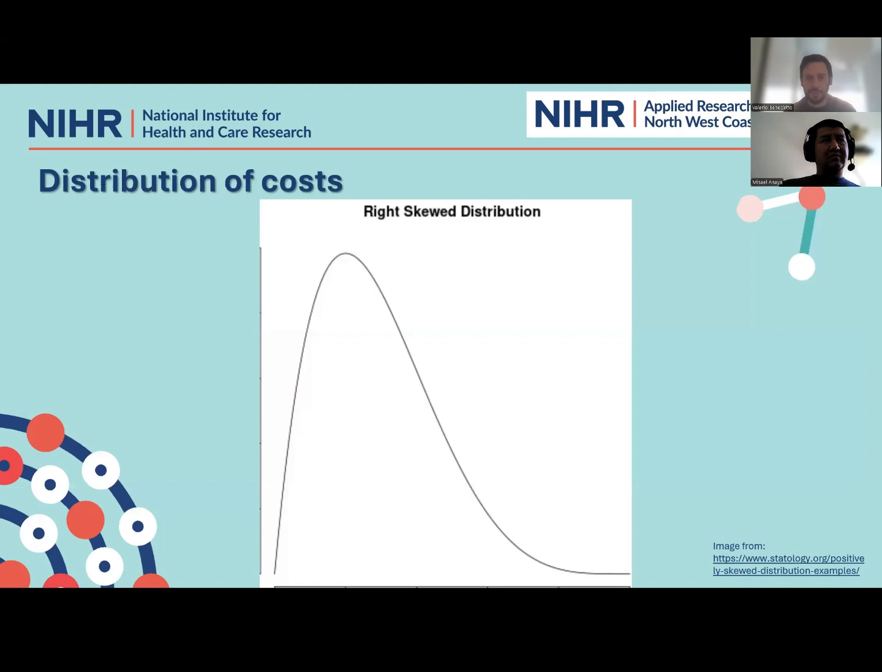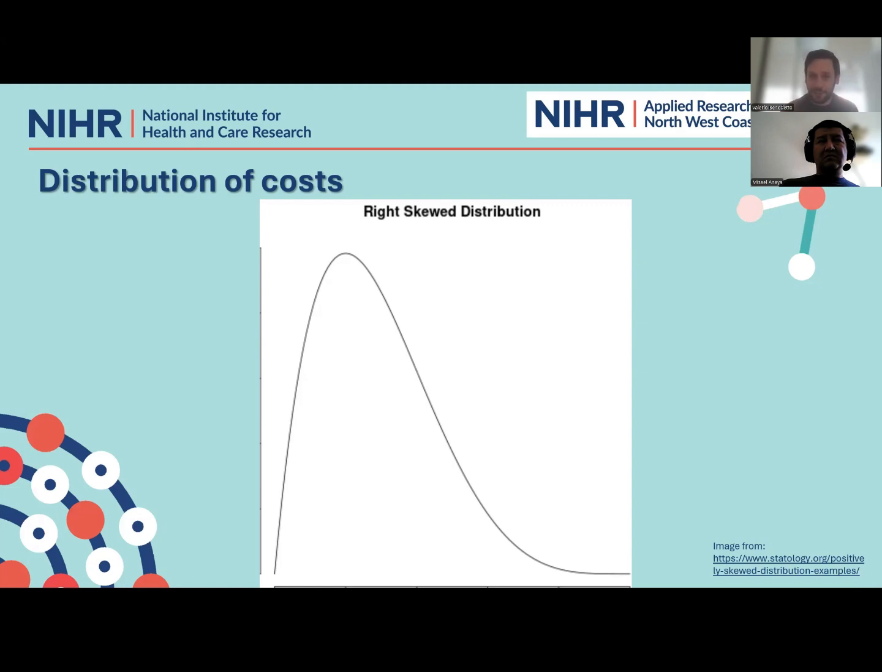Now, I just want to show you this slide because I think it's important to understand that typically costs are right skewed. So what do I mean with that? If you take, for example, under 100 patients and you follow them up for 6 months in terms of how many GP appointments they had, how many medications they take, and how many times they've been admitted to hospital and so on, you will see that some of them have used a lot of resources.